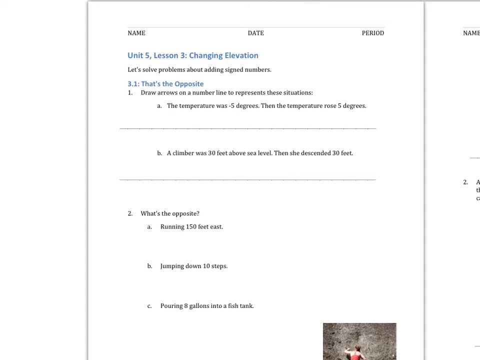Hello, welcome to Unit 5, Lesson 3, Changing Elevation.